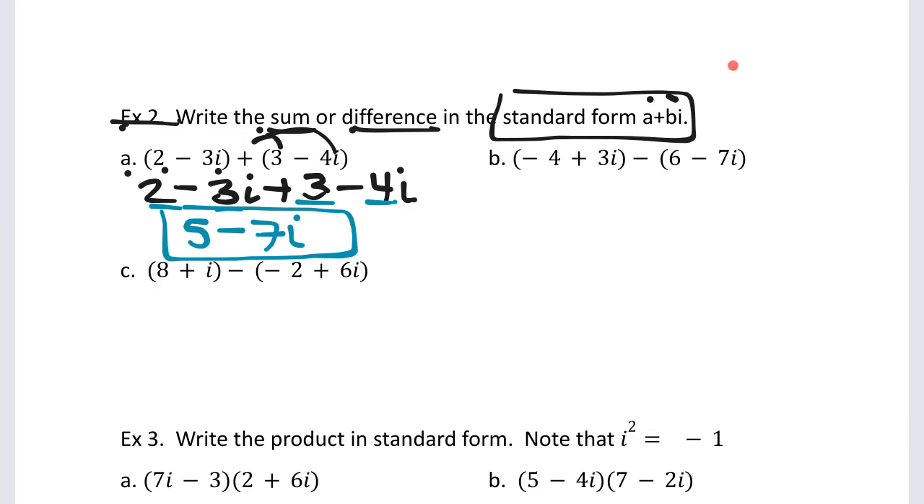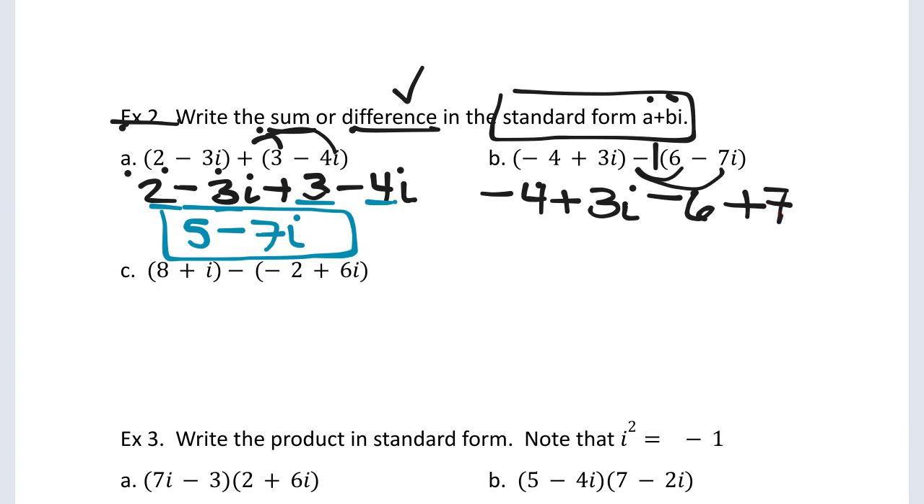In the next one, we have a subtraction, which means we're finding the difference. In this case, we will distribute a negative 1, keeping the first complex number the same, negative 4 plus 3i. Distributing a negative 1 times 6 is negative 6. Negative 1 times negative 7 is positive 7i. And then combine the real numbers. Negative 4 plus negative 6 is negative 10. 3 plus 7 is 10i.